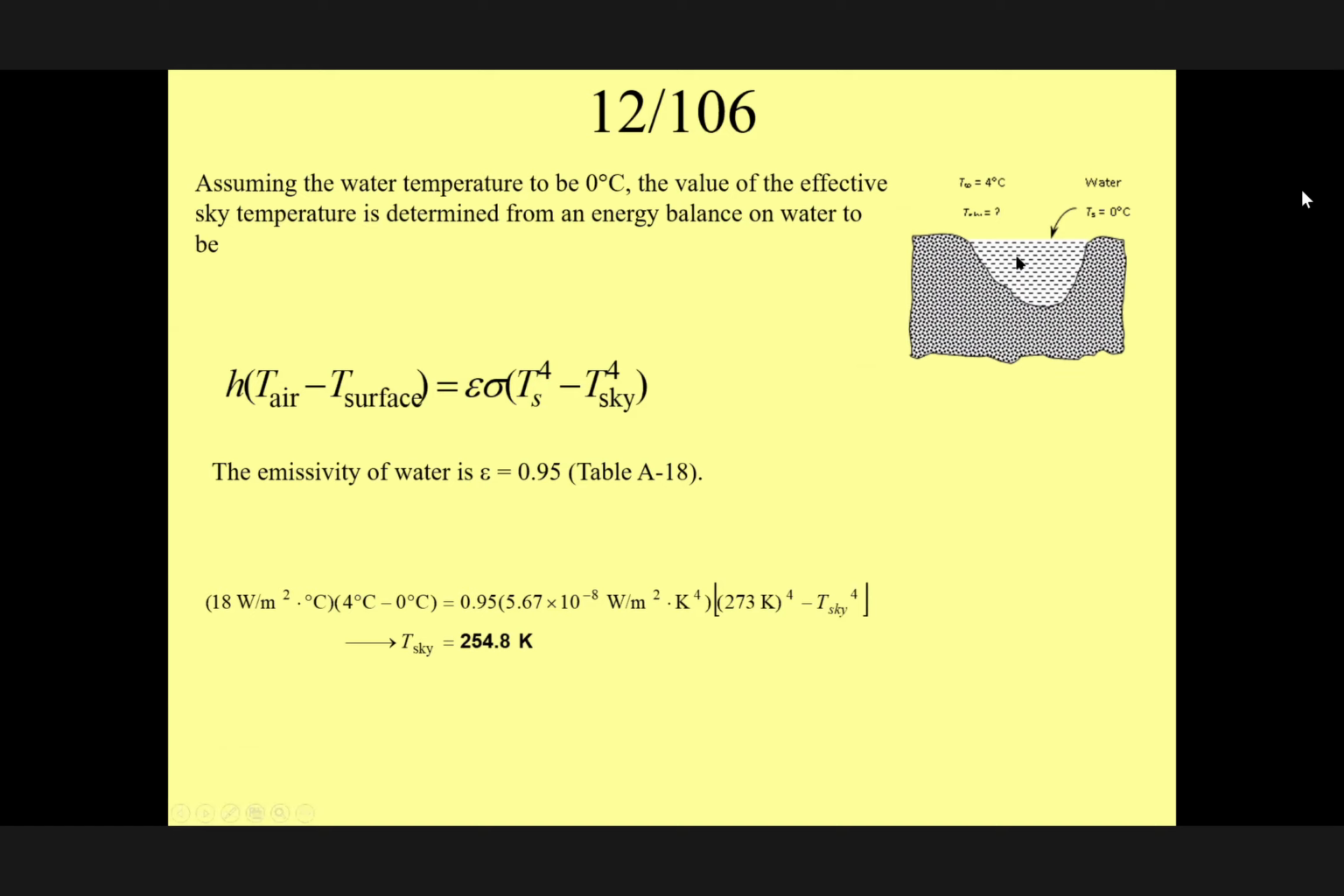We assume the water is 0 degree, and we have convective heat transfer from the surface of the water to the air, because the air is 4 degree. At the same time we have energy from air to the surface, and from the surface to the sky. To reach equilibrium, it means we can say energy gain from convection is equal to this one. This is because the system reaches equilibrium, okay?